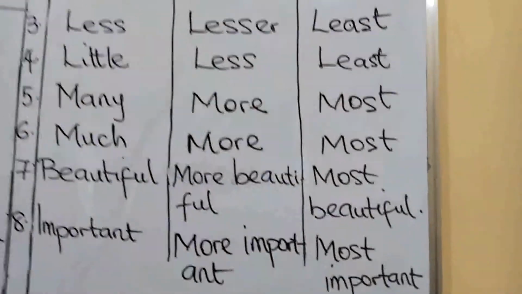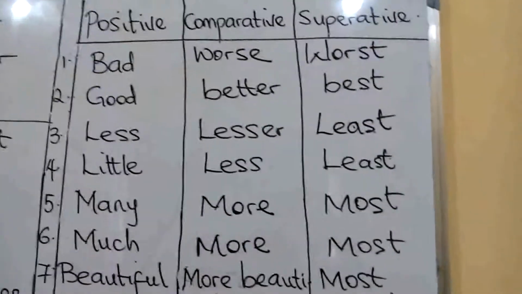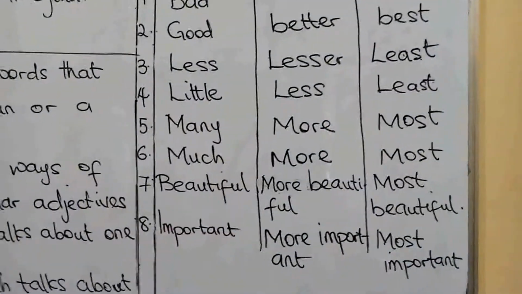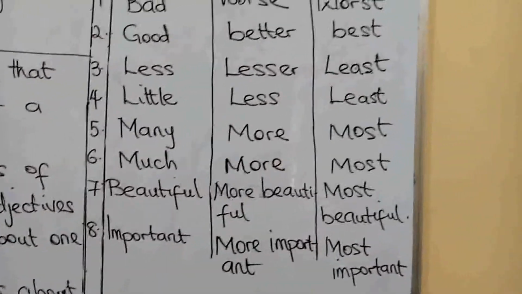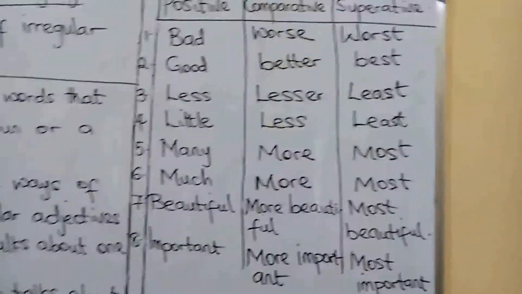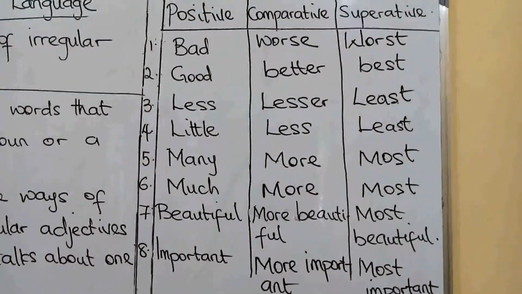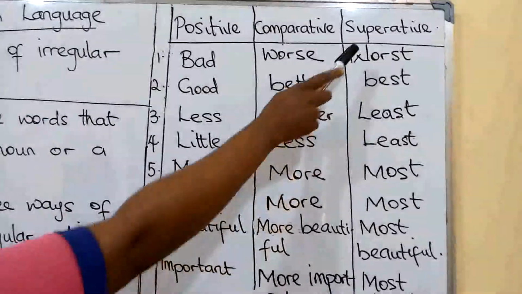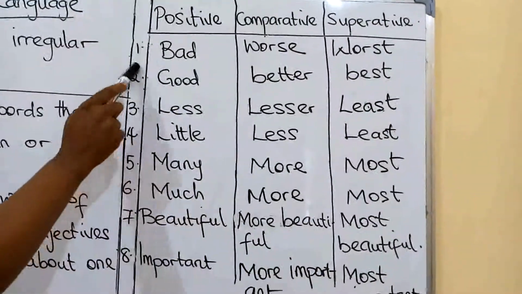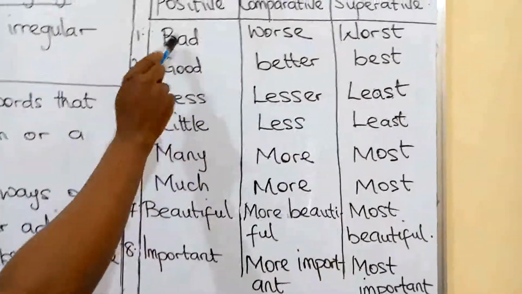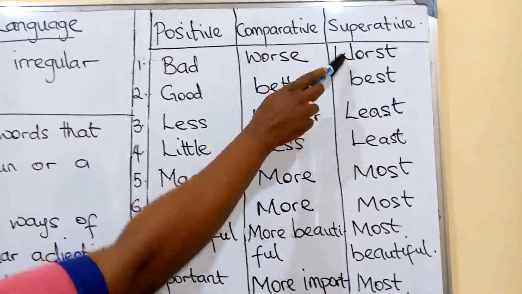Okay, I repeat, number 1. Now you can see what I'm talking about with our definition of irregular adjective. They are words that describe a noun or a pronoun, but it does not have a simple comparative or superlative. Number 1 says bad, worse, worst. This is worse.